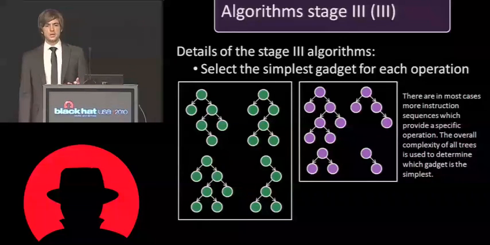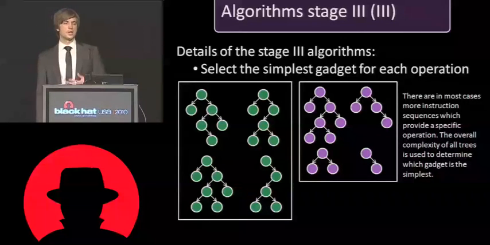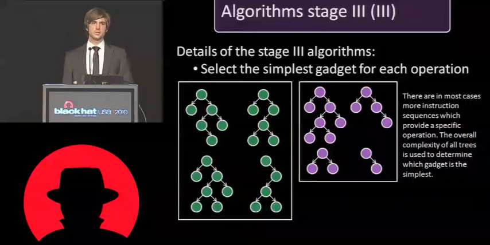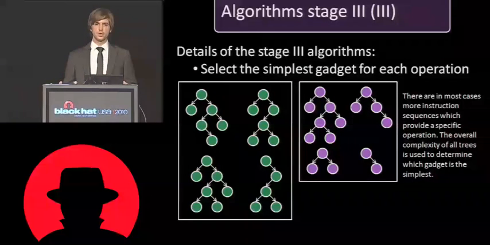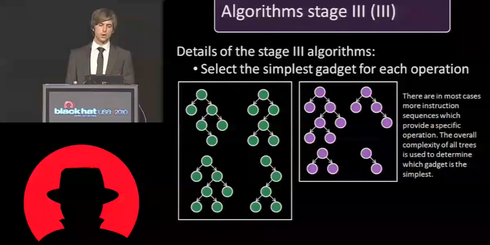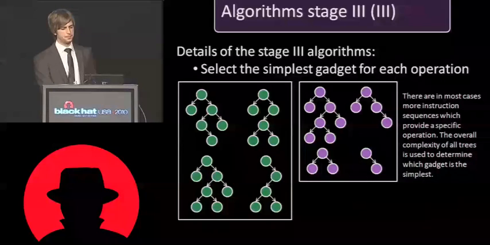Okay, to select the simplest gadget, what does that actually mean? For most of the instructions, like addition, we have trees that can be arbitrarily complex, but there are also trees which are very simple. We try to strip down most of the very large and very complex trees, because they are really hard to compile later on because of all the side effects I told you about already.